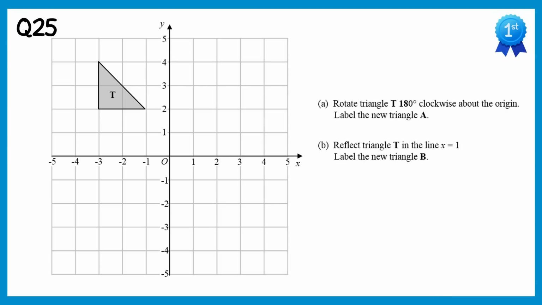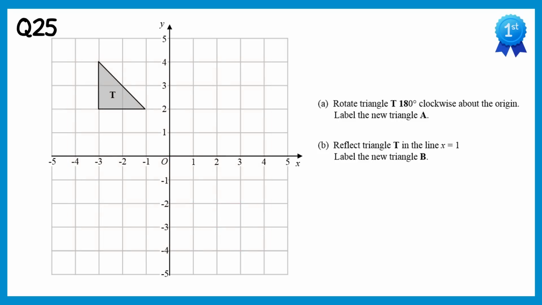For this question, we're going to rotate triangle T. So take some tracing paper, trace your shape T, and then it says about the origin, so put a cross at the origin, and also place your pen there. Then turn it around half a turn clockwise, and mark where it ends. And it says to label this triangle A.